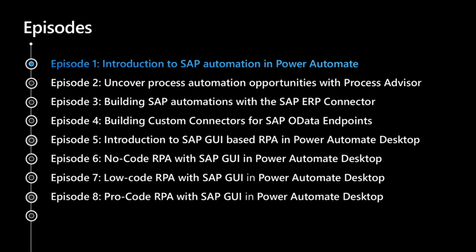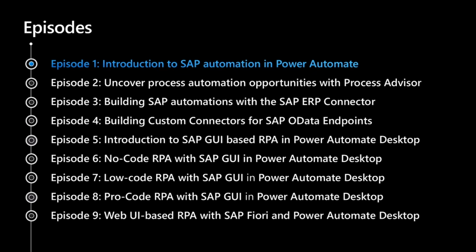In the 8th episode, we'll go a little bit more advanced because we'll be using pro-code techniques for SAP GUI-based automation, leveraging VBScript and custom selectors to deal with the dynamic user interface of SAP. And in the 9th and last episode, I'll show you how to do SAP Fiori-based RPA in Power Automate Desktop. This will cover advanced web automation techniques to support the dynamic selectors of that web UI. So let's get started. Let's look at the intelligent automation stack of Power Automate.